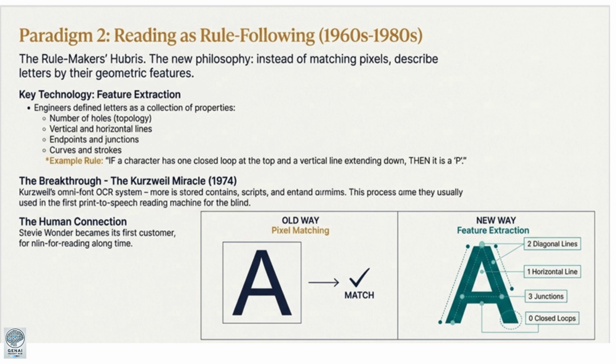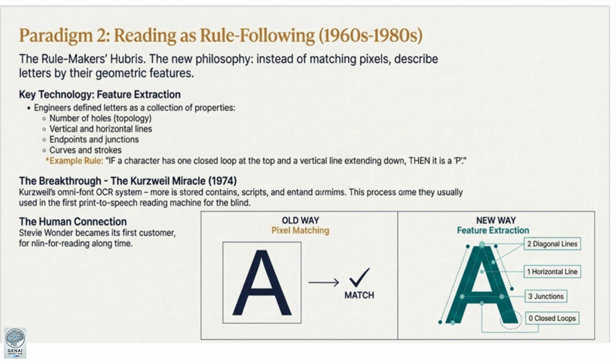The rule-based approach to OCR. Engineers wrote rules to describe letters using geometric features. Instead of templates, machines used shapes and properties. Features included holes, lines, curves, strokes, endpoints, junctions. Each character was broken down into these simple parts. Example rule: one loop plus one vertical line, likely P. Letters were recognized using these logic-based formulas.